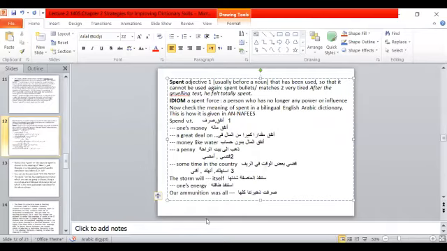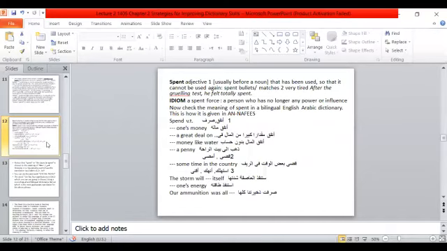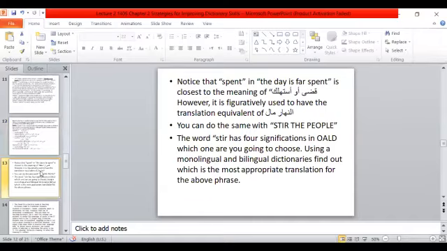The second meaning of spend is قضى أو أمضى. Spend some time in the country. أمضى بعض الوقت في الريف. ثالث معنى لكلمة spend استهلك أو أنهك. The storm will spend itself. ستنفذ العاصفة شدتها. Spend one's energy. استنفذ طاقته. Our ammunition was all spent. صرفت ذخيرتنا كلها. Notice that spent in the day is far spent is closest to the meaning of قضي واستهلك. However, it is figuratively used to have the translation equivalent of النهار مال.